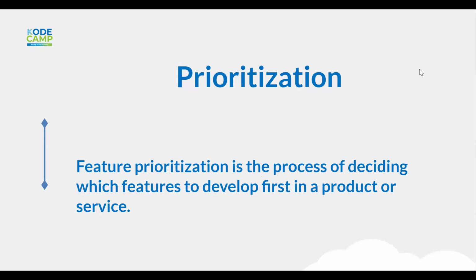Feature prioritization is not only used by product designers. Product managers can also use it to make informed decisions about which features to focus on first, and also ensure that the features they're developing meet users' needs and business goals.